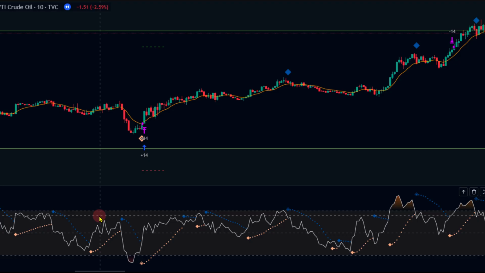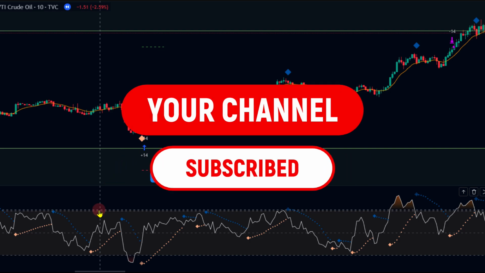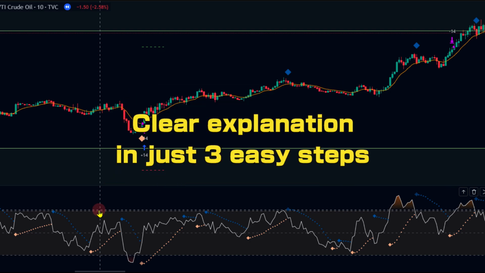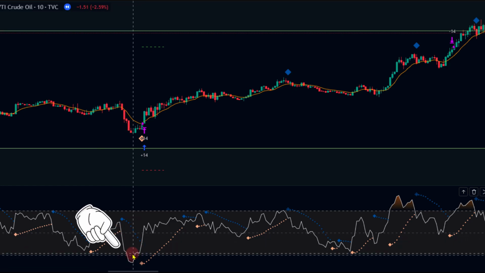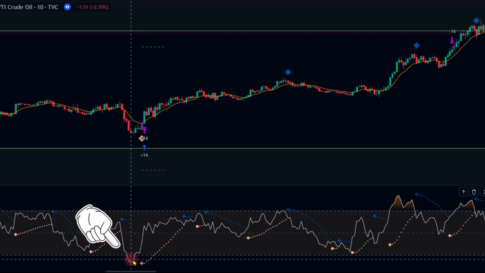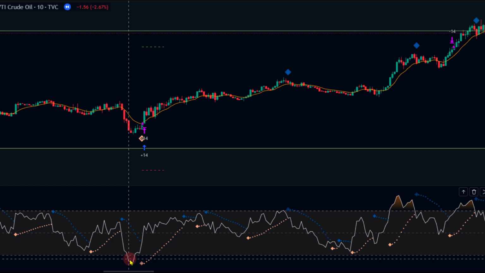Strategy explanation. Now, based on the previous results, let's break down the entry rules of this strategy in 3 simple steps. Long entry. Step 1. RSI drops below 30. The first thing to watch for is the RSI dipping below the 30 level. This indicates an oversold condition, suggesting the market is primed for a rebound.